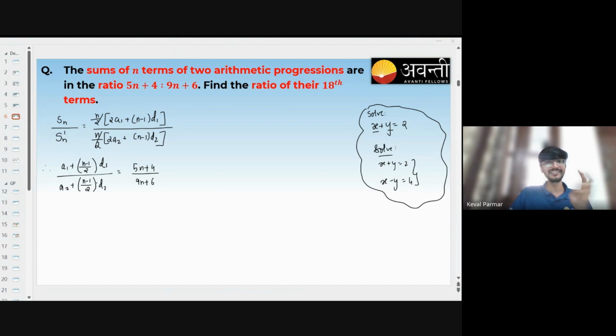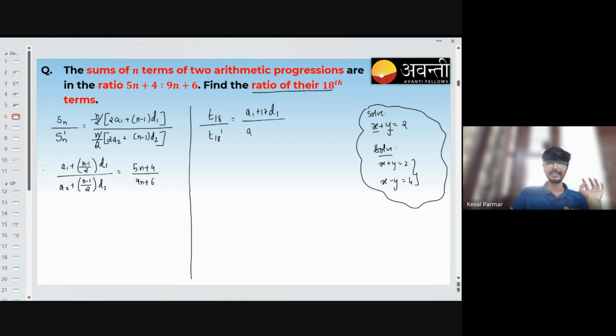So let's see here. As you can see, we have many variables. What are those variables actually? A1, n, D1, A2, D2. Five variables we have: A1, A2, D1, D2, and n. And what they are saying is find the ratio of their 18th term. That means they want us to find T18 upon T18 dash, that is A1 plus 17 D1 upon A2 plus 17 D2. Now, as you can see in the question, no more information is provided. That means we will not get more equations to solve.